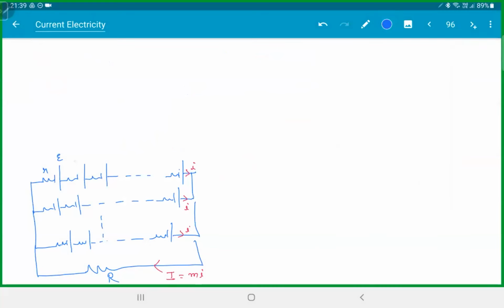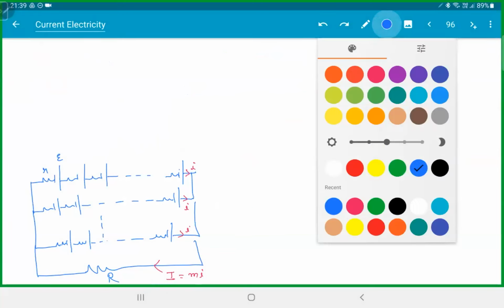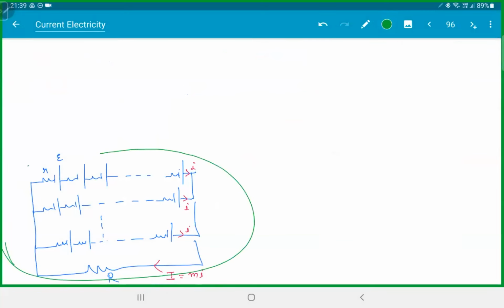I will apply one Kirchhoff loop law. Overall I'll go like this. If you write the equation there, how many batteries are there? nE minus I into nr minus I into capital R is equal to 0, isn't it? There are n batteries in that branch and there are n resistors in that branch. So nE is equal to small i into nr plus IR. And I also know I is equal to small m i, substitute here. So nE minus (I by small m) nr minus IR is equal to 0.